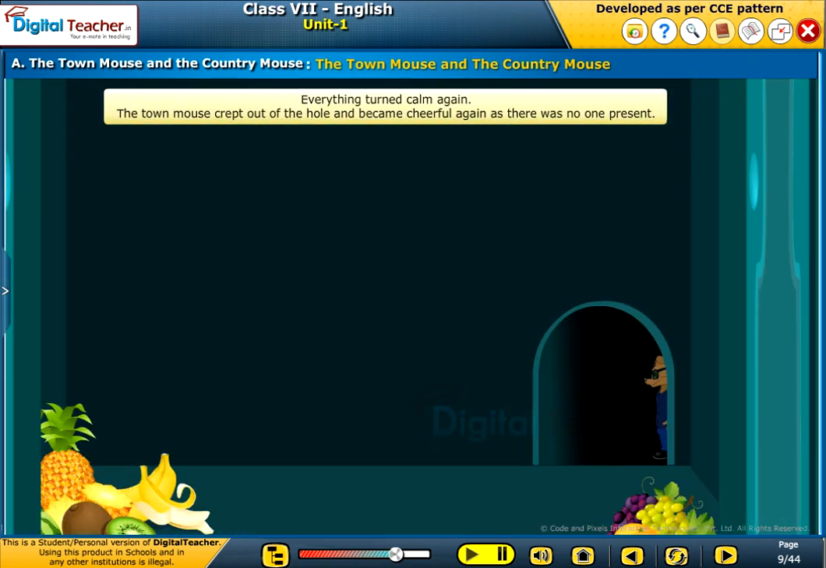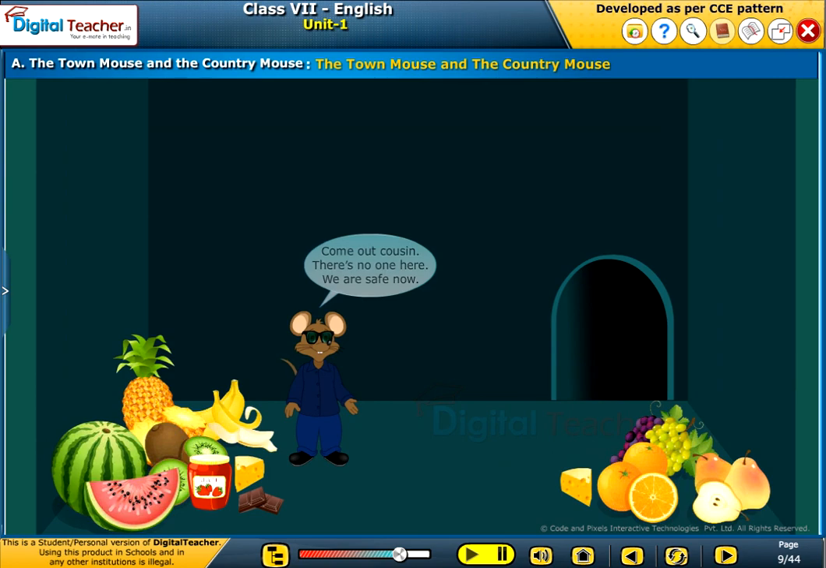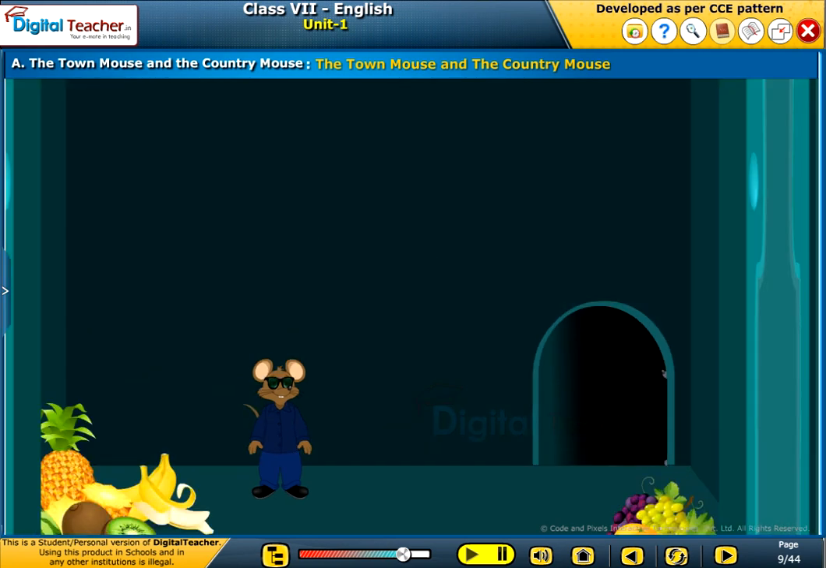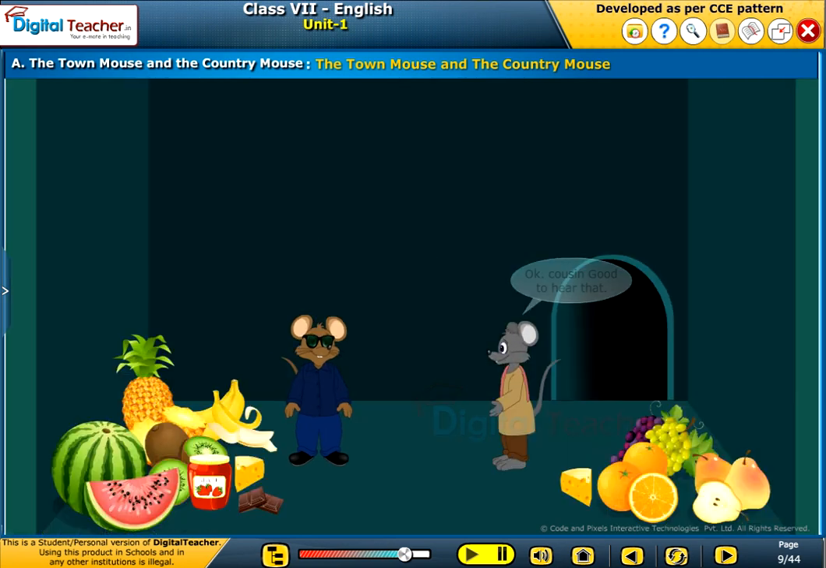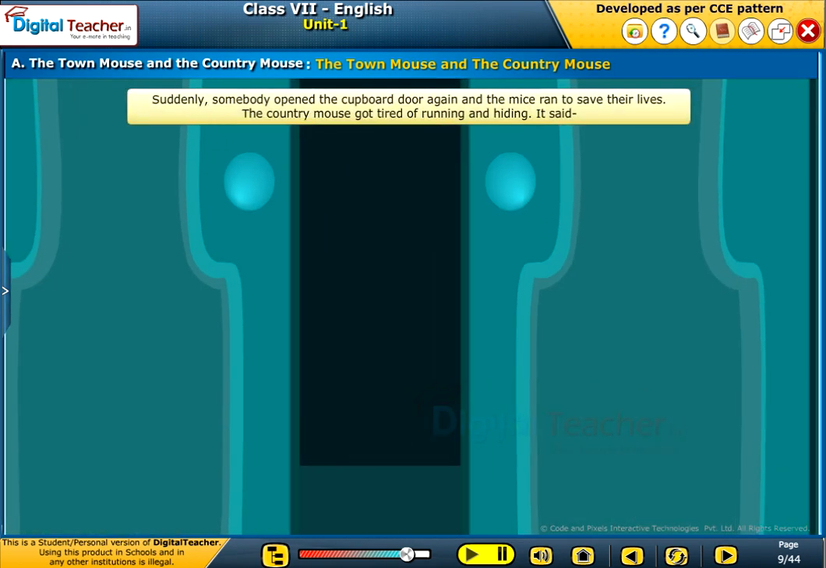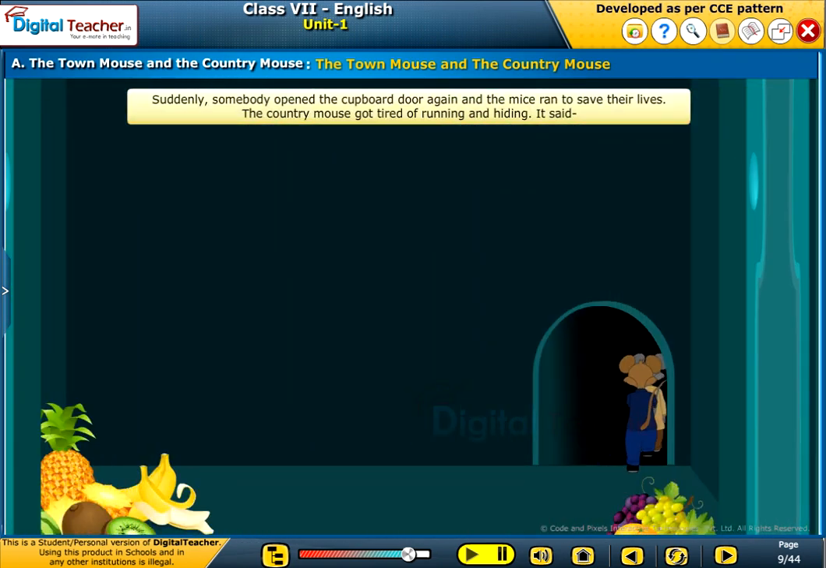The town mouse crept out of the hole and became cheerful again as there was no one present. "Come out, cousin. There's no one here. We are safe now." "Okay, cousin. Good to hear that." Suddenly, somebody opened the cupboard door again and the mice ran to save their lives.